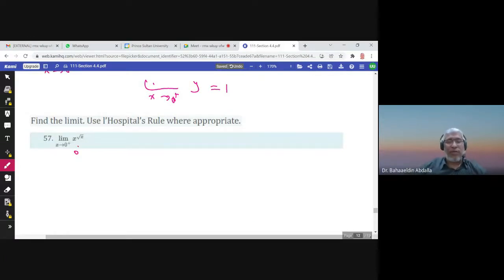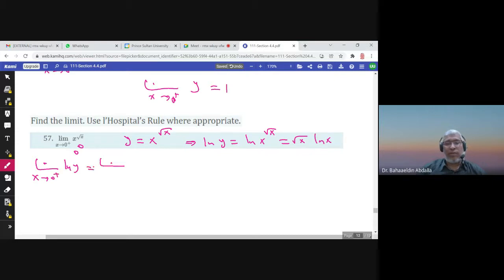0 to the power 0. Indeterminate. This is y, and apply ln to both sides. Find limit ln y when x approaches 0 from the right. Zero times negative infinity.